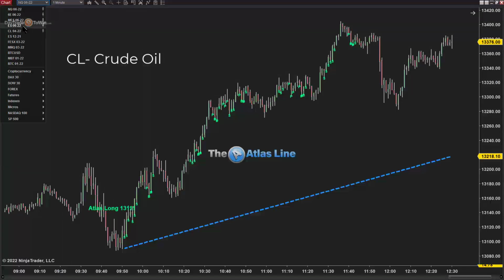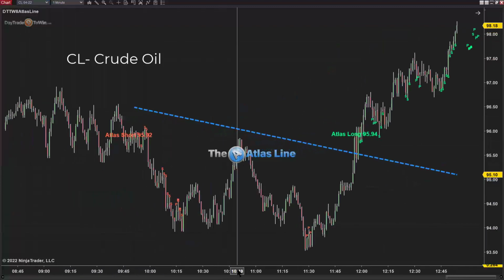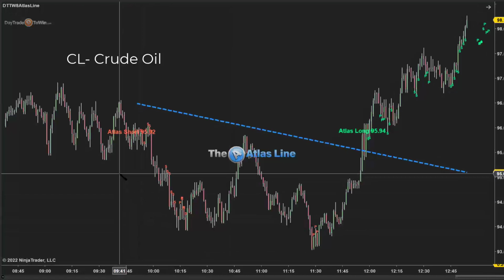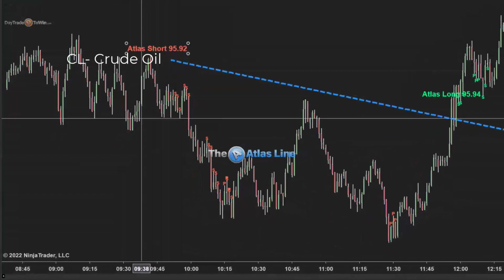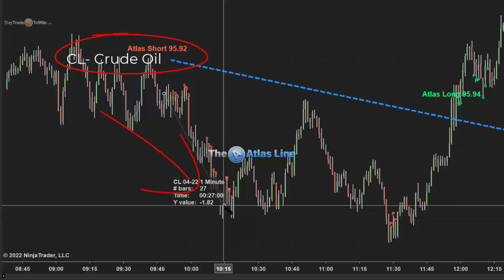One last market, we're going to look at the crude oil. I know a lot of traders are looking at the crude oil market. So for the crude oil today, it started off, now it's a little different. It started off where the market gave you a short at 95.92, and so at 95.92 the market went down.